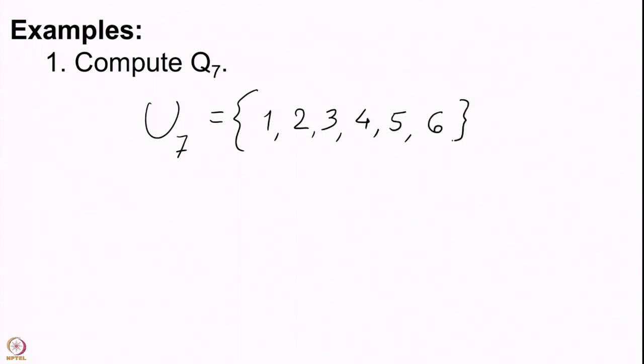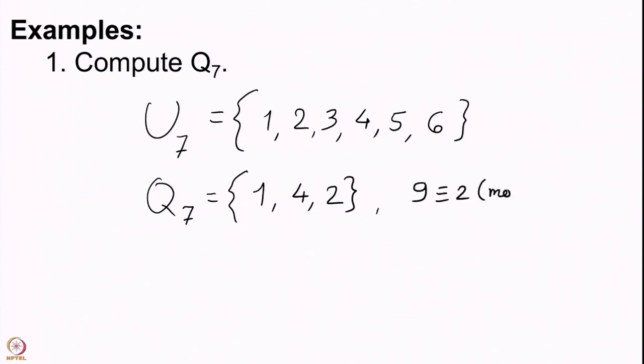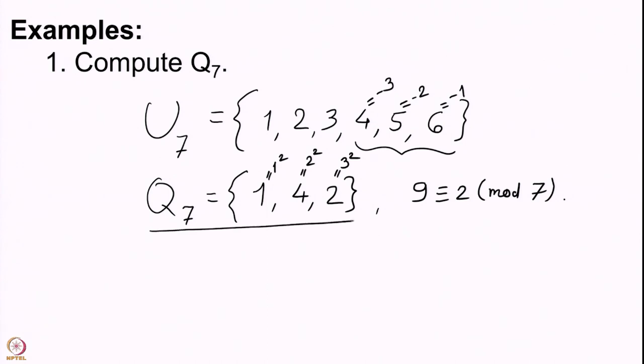But let us see whether we can do some simple calculations and try to find the squares in Q7. So what are the squares in Q7? We need to find U7 first. U7 is simply all elements which are co-prime to 7. So these are the 6 elements, and then Q7 is going to be the squares of these elements. So 1 squared is 1, 2 squared is 4, and 3 squared is 9, which is 2 modulo 7. So thus we have that these are the only squares. This is the square of 1, this is the square of 2, this is the square of 3. All the 3 other remaining elements are negatives of these 3. So 4, for instance, is minus 3, 5 is minus 2, and 6 is minus 1. So the squares of these 3 elements will coincide with the squares that we have. This is the complete answer for Q7.